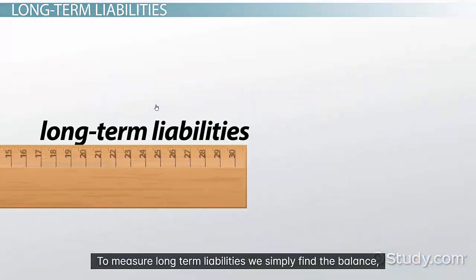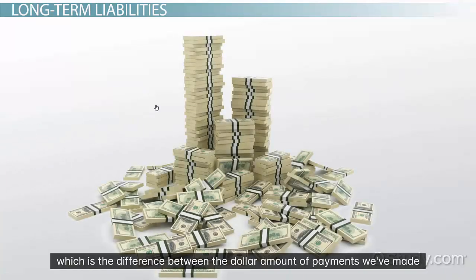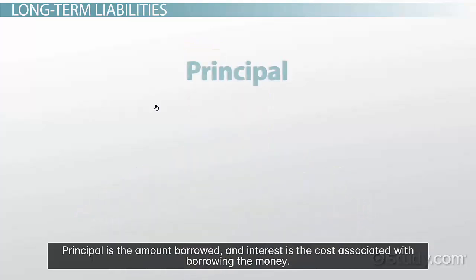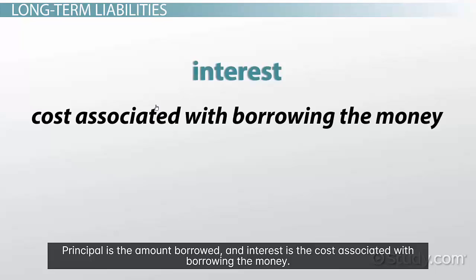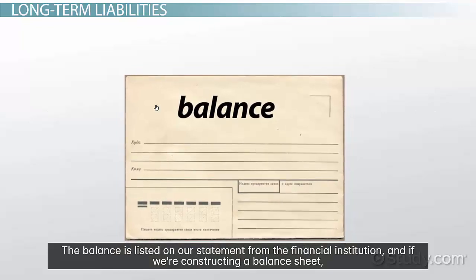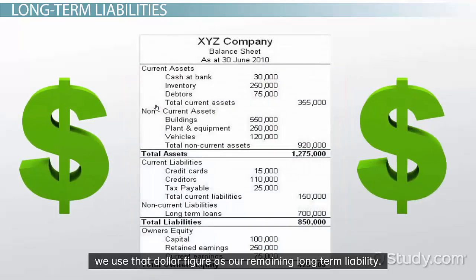To measure long-term liabilities, we simply find the balance, which is the difference between the dollar amount of payments we've made and remaining principal and interest. Principal is the amount borrowed, and interest is the cost associated with borrowing the money. The balance is listed on our statement from the financial institution, and if we're constructing a balance sheet, we use that dollar figure as our remaining long-term liability.